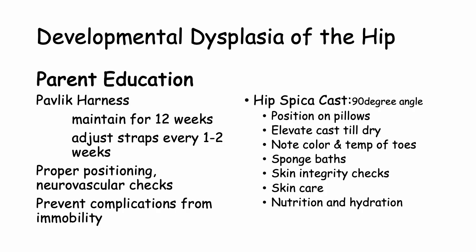Parent education. So the Pavlik harness, the one where we have the straps around, it's on for 12 weeks. And we teach the parents to adjust the straps every 1 to 2 weeks. Why? What is a child doing every 1 to 2 weeks? Growing. They grow like weeds, right? It's not like you and I can put our seatbelt in the car and it's going to stay the same way. These kids are growing and they do a tremendous amount of growing in their first couple months.